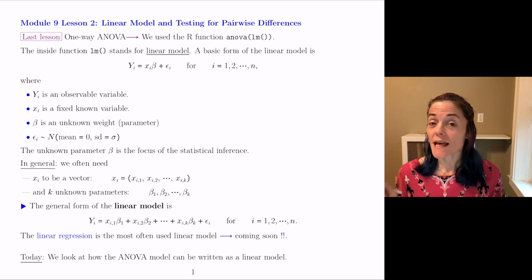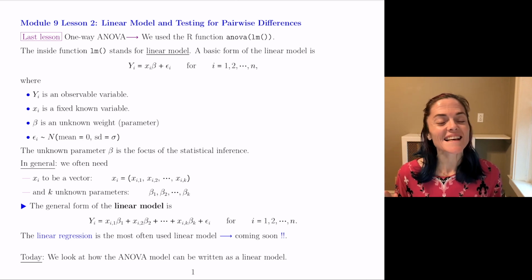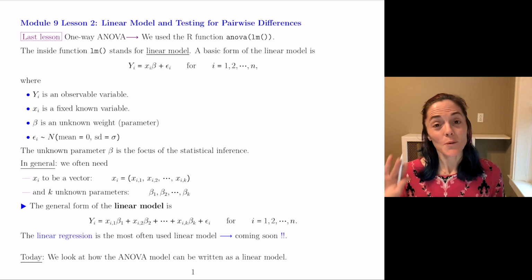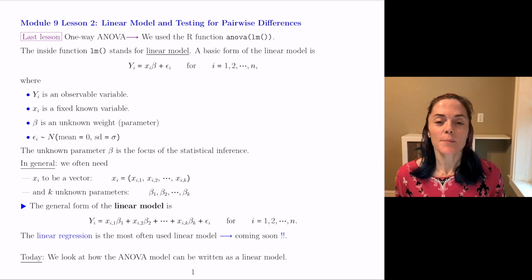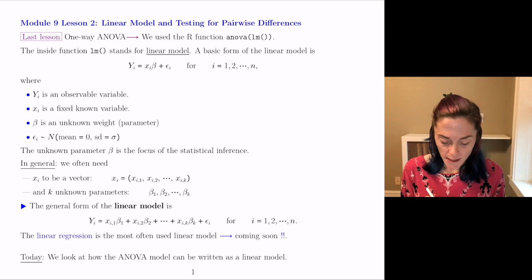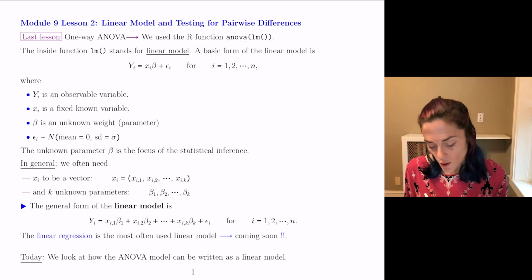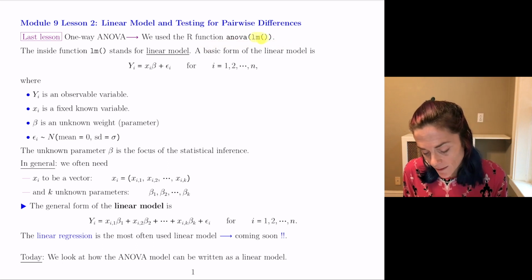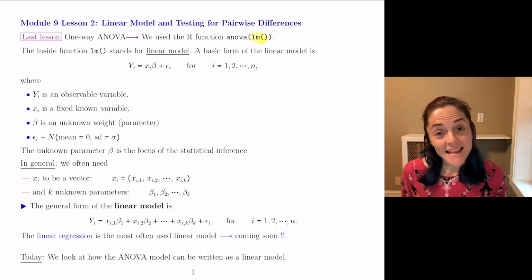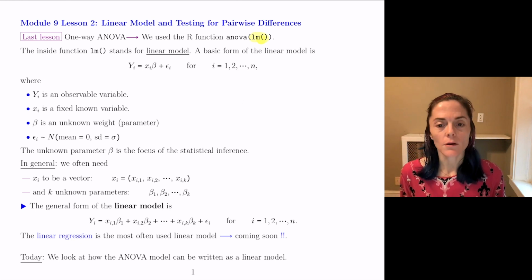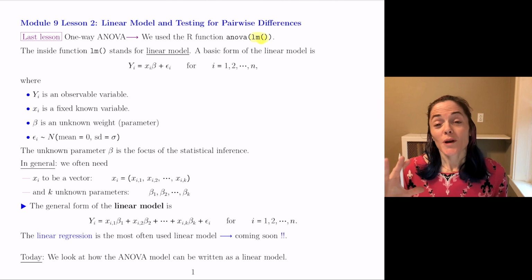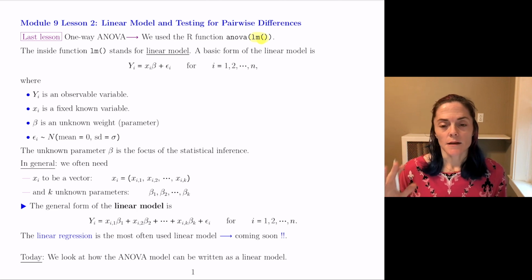Okay, in the first lesson of this module, we discussed the one-way ANOVA. So much fun. And in particular, we used the R function given here. So you notice this inside function, lm(). This stands for linear model. This is what we're going to get into in this lesson.